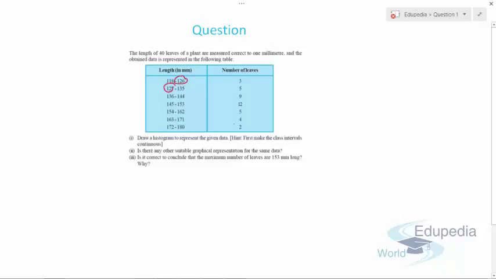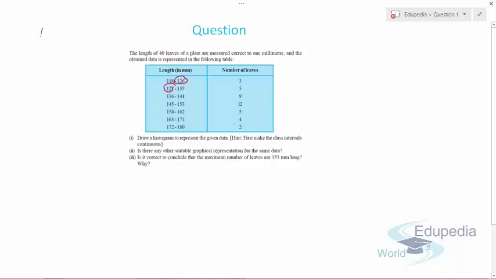And the second part is: is there any other suitable graphical representation of the same data? Can we use this data to draw any other graphical representation? And the third part is: is it correct to conclude that the maximum number of leaves are 143 millimeters long, and why? So we'll discuss each and every question very carefully, right? So let's get started. Now first of all we need to make the data continuous.